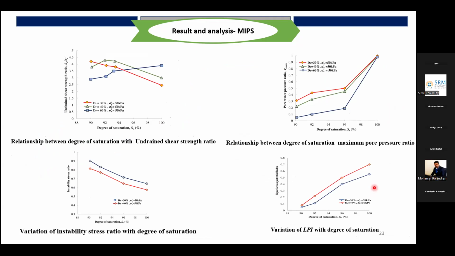Finally, you can see here in terms of degree of saturation with the confining pressure. These three plots pertain to varying relative density 30, 40, 60, for the same confining pressure and degree of saturation. You can see here the undrained shear strength ratio with respect to confining pressure. It's very much expected, and the stability ratio also, as we expected, is completely prone to liquefaction for untreated soil.